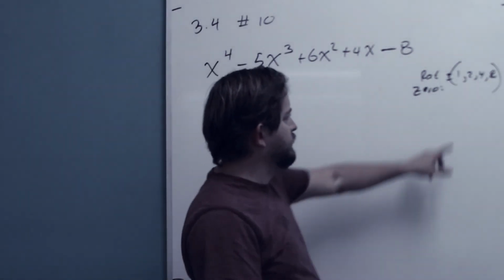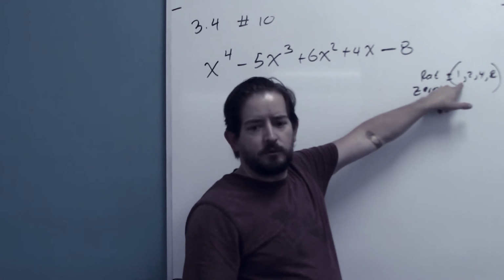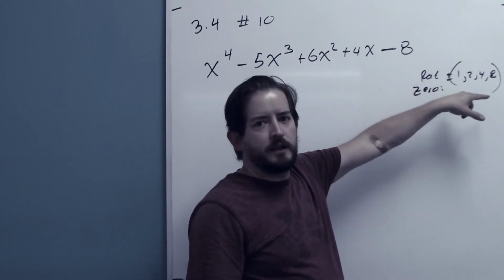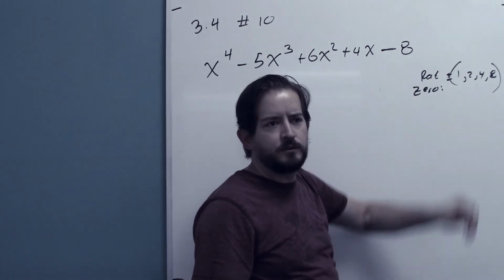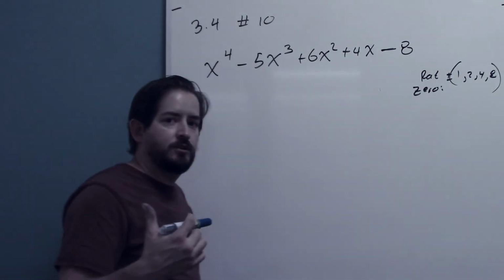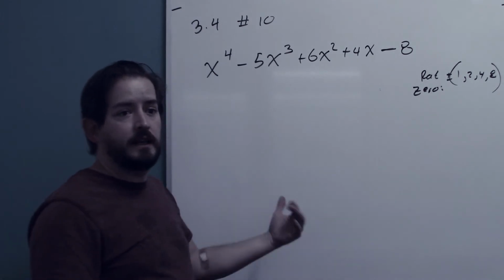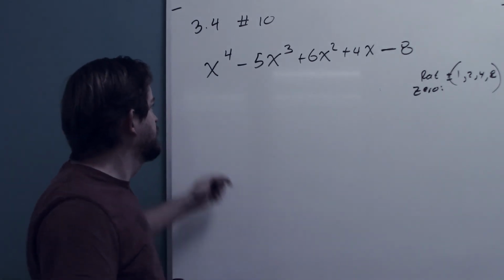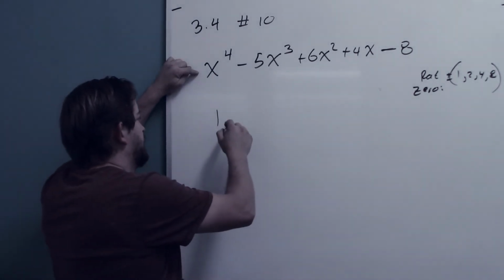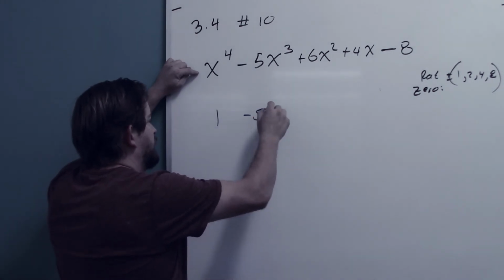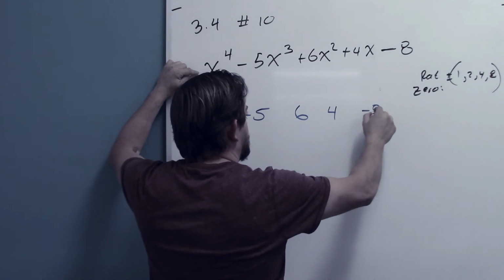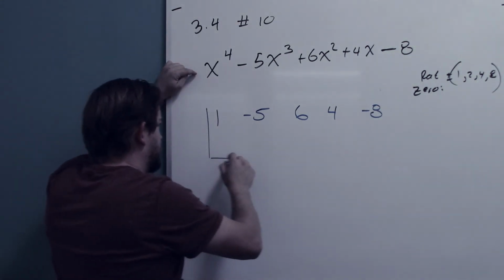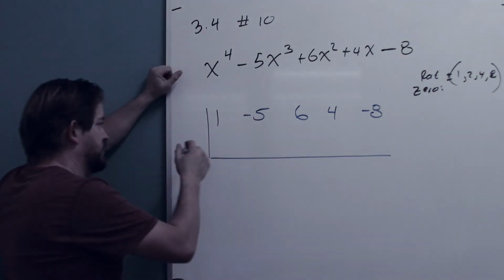So I'm going to start with the small numbers because they're easy. Start with 1. If it doesn't work, go to -1, right? 1, -1, 2, -2, and so on. If you can knock out 2 with small numbers, that makes life easy, and you don't have to do a lot of work. So let's do it. 1, -5, 6, 4, -8. Let's just start with 1.